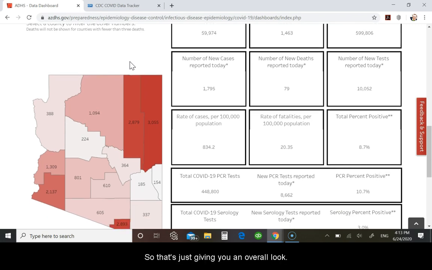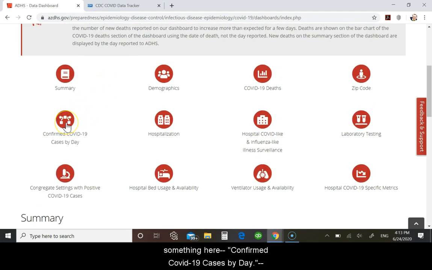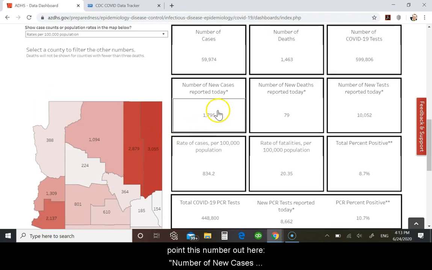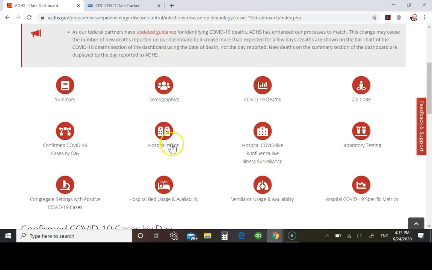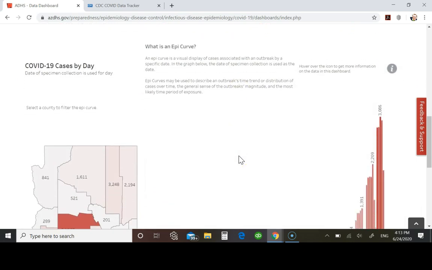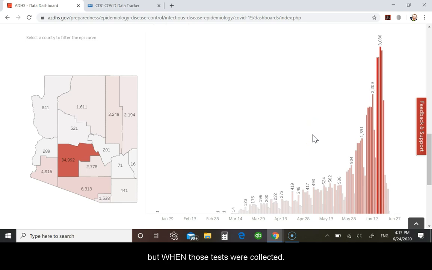Now, that's just giving you the overall, but remember, one of the problems is that this, again, is just showing the total count from the beginning. If I want to know what's going on now, I need to look at something else, and I'm going to show you something here: confirmed COVID-19 cases by day, which we call the epi curve. Before I do that, I just want to point out this number here, the number of new cases reported today. One of the problems with this number is that it just says how many positive results the labs told us about on this day. More helpful is the epi curve, because the epi curve shows not how many positive tests were reported on that day, but when those tests were collected.